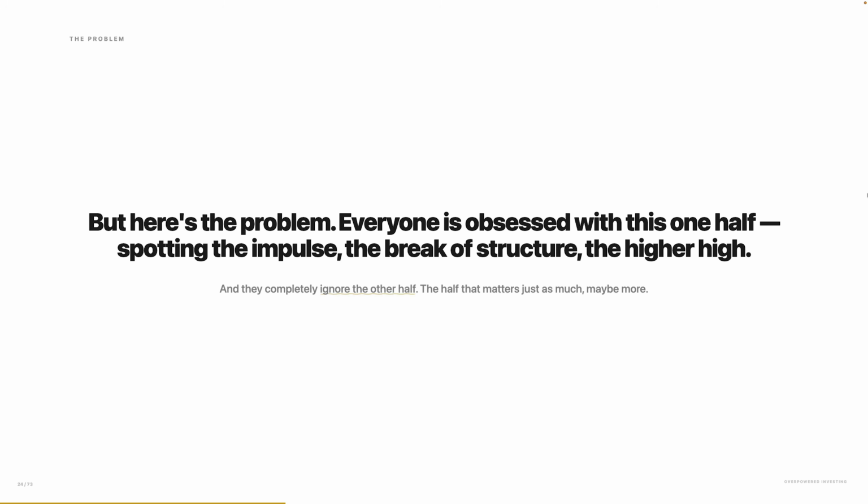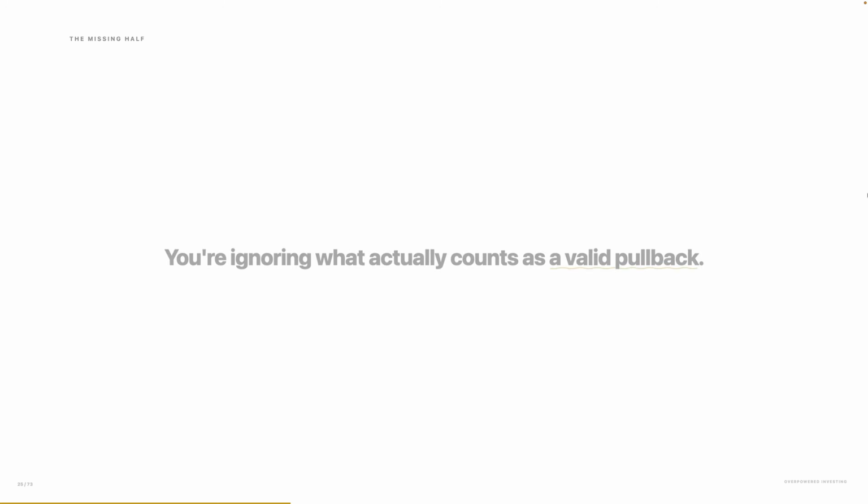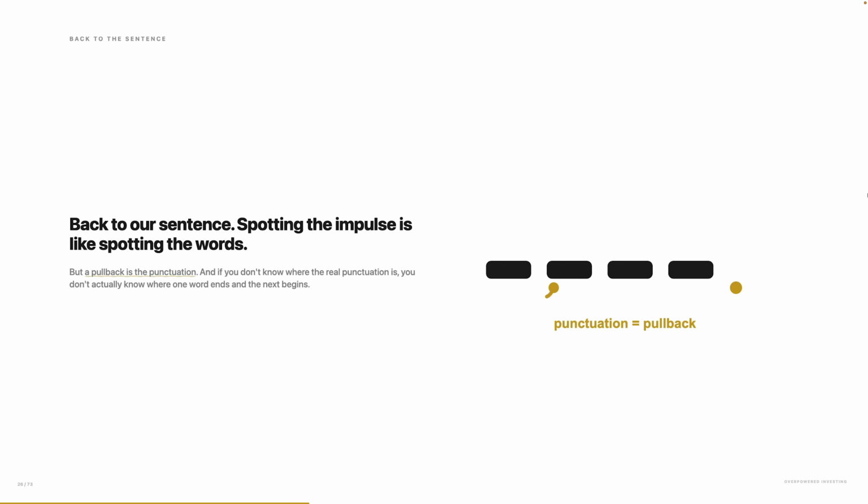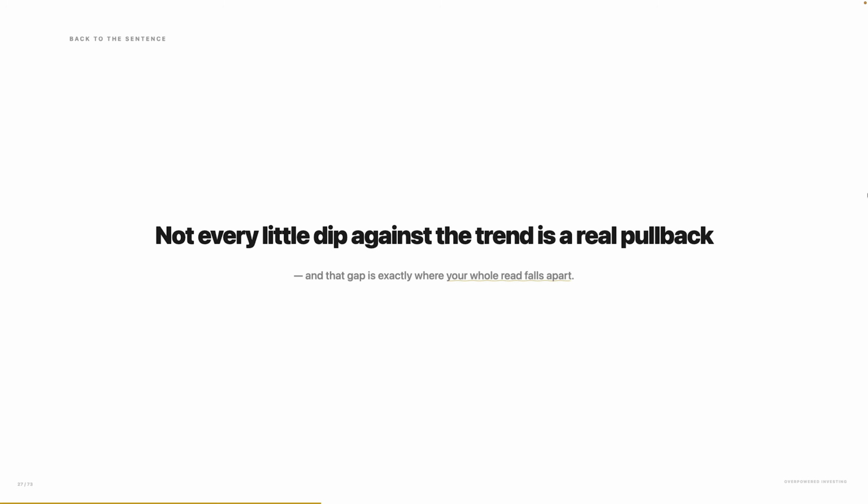Everyone is obsessed with one half, spotting the impulse, the breakout structure, the higher high, the higher low, and they completely ignore the other half. The half that matters just as much, maybe more. You are ignoring what actually counts as a valid pullback. Back to our sentence. Spotting the impulse is like just spotting the words, but a pullback is the punctuation. And if you don't know where the real punctuation is, you don't actually know where one word ends and the next begins. Not every little dip against the trend is a real pullback. And that gap is exactly where your whole read falls apart.